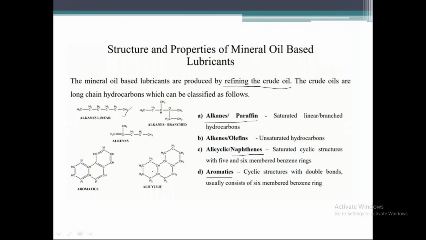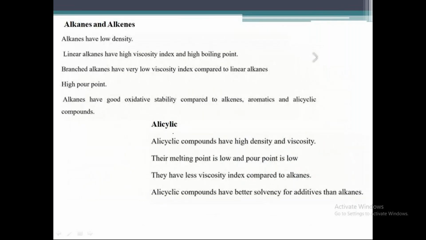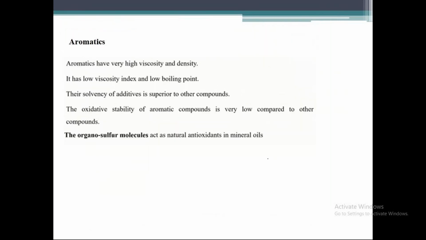Whenever there is a double bond present, and you have a six-membered benzene ring, then we call this aromatic. Aroma means smell. So basically aromatic hydrocarbons or oil will have more smell compared to paraffin or naphthene based oils. I am not going into this classification in detail, such as the difference between alkanes and alicyclics. Basically they will have differences in their viscosity, density, etc.